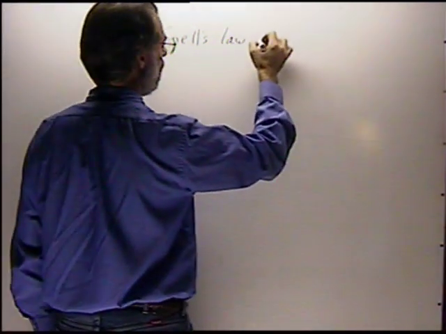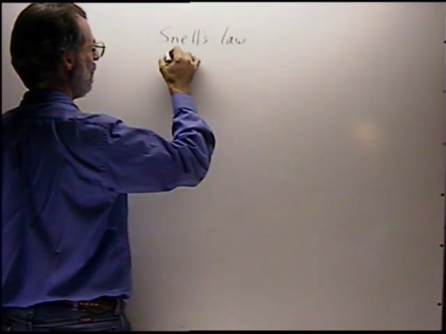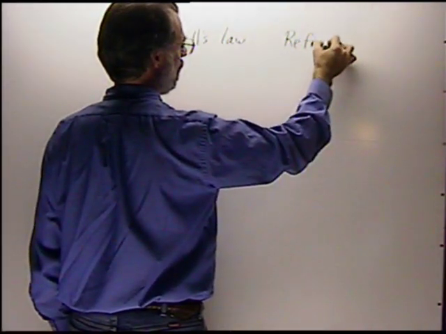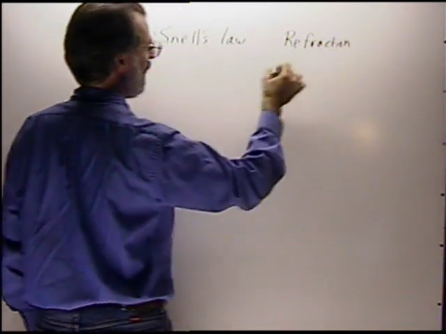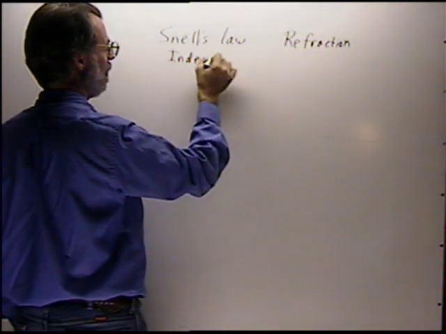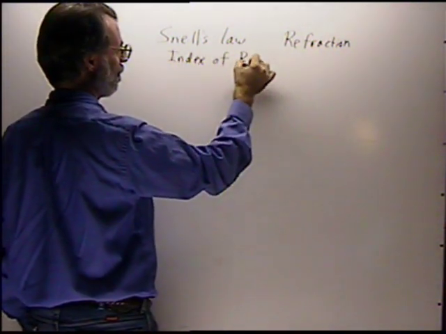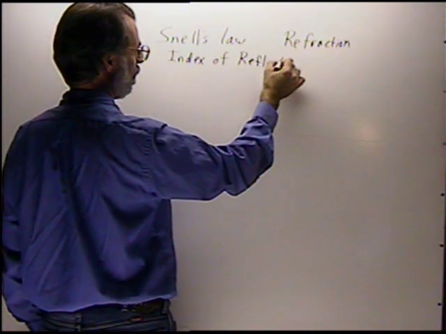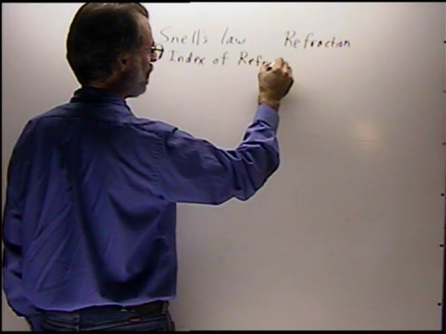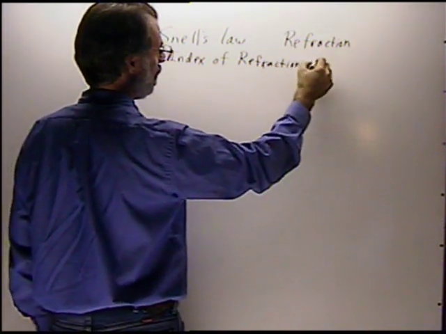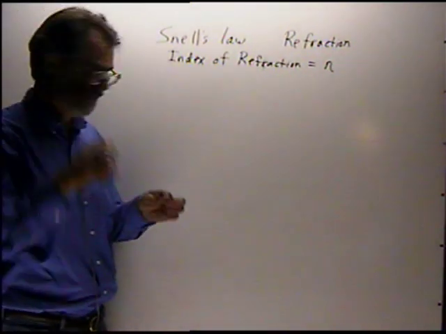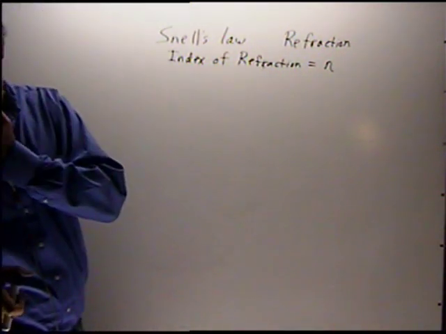and refraction, and we have to talk about also what's called the index of refraction. Whoops, I spelled that wrong. Index of refraction, which is given a symbol N. Okay. And this is on page 400.